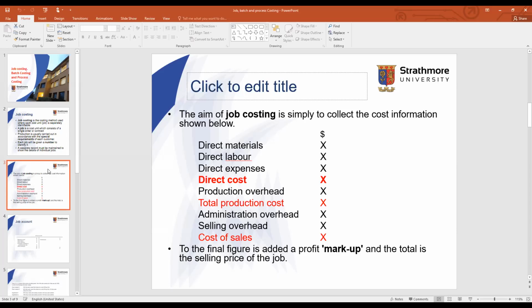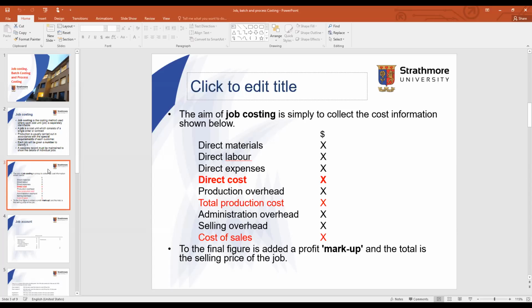The sum of those three gives us the prime cost, or the so-called direct cost. If there are production overhead costs, include them here. The prime cost plus the production overhead cost give us the total production cost. If we have non-production costs, such as admin costs and selling and distribution costs, then the total production cost plus the non-production cost gives us the total cost of the product.